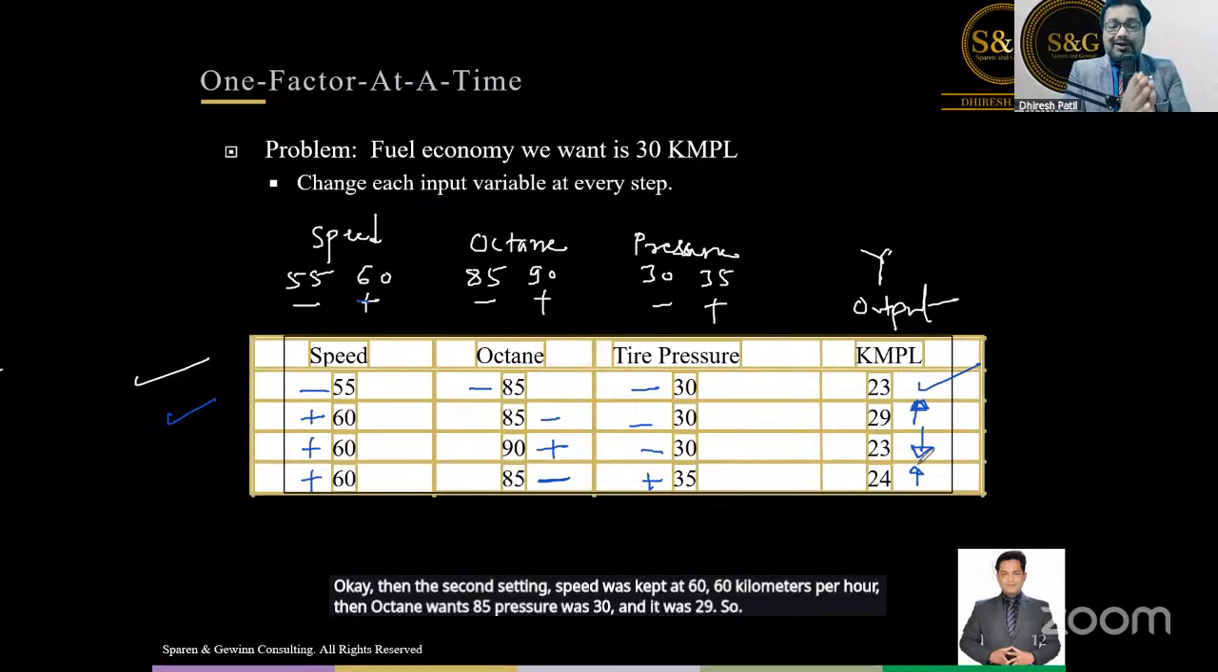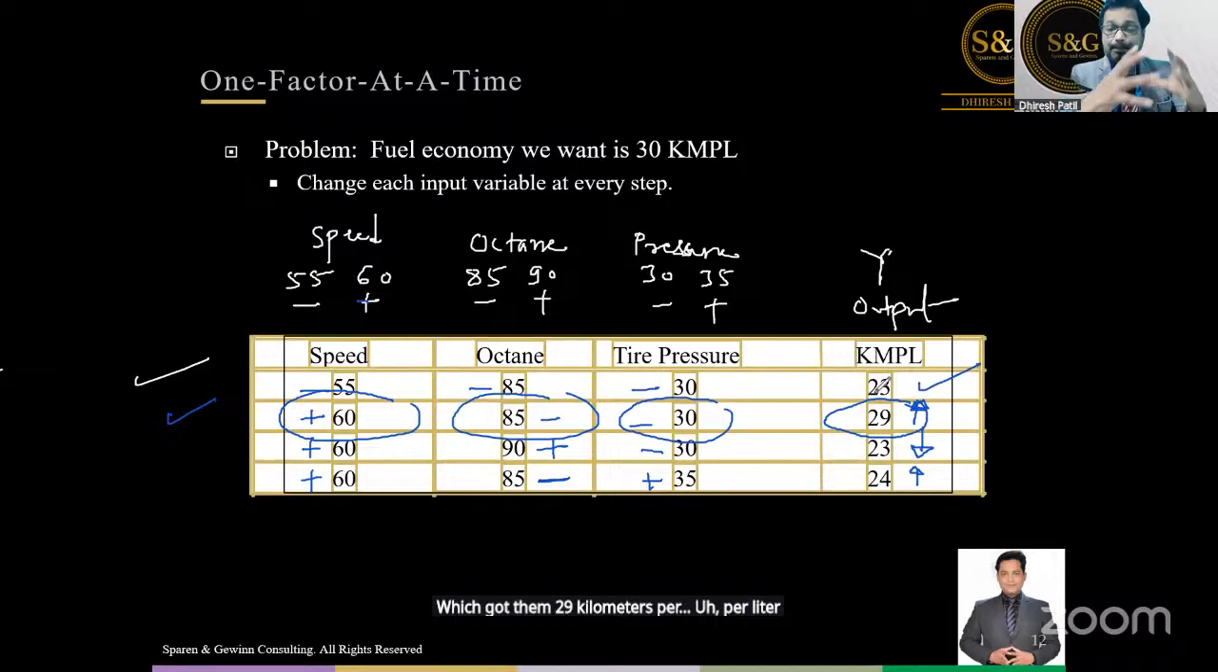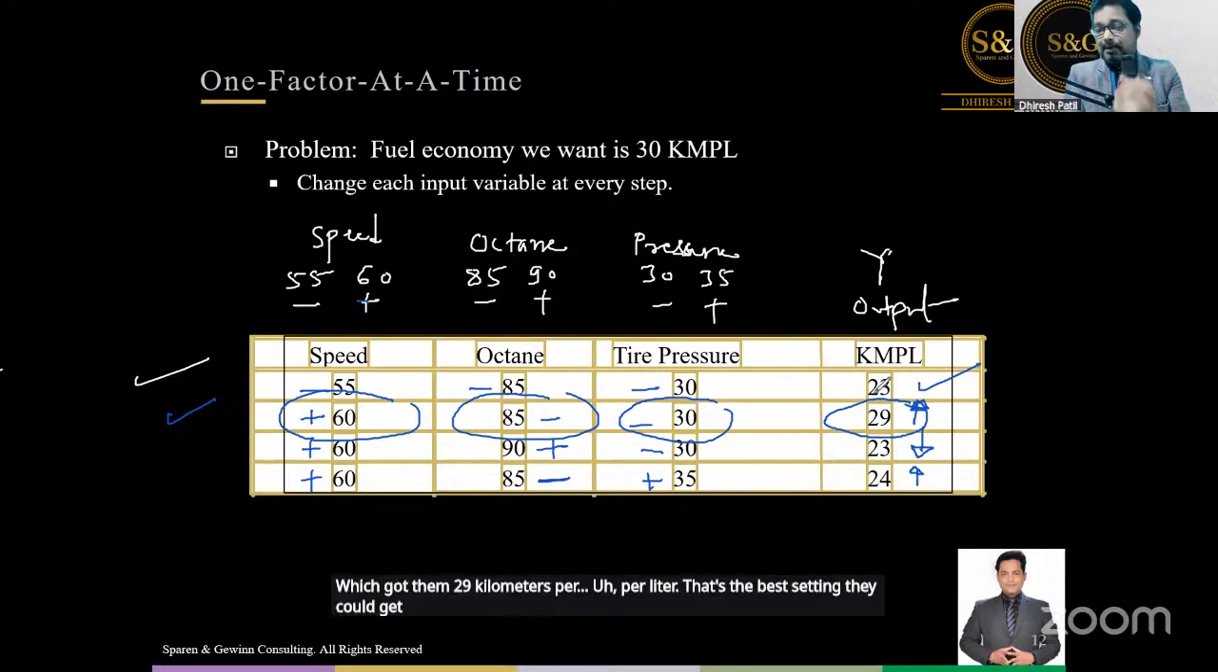So the highest setting they got is run number 2. Yes, so this is the best setting they have got, which got them 29 kilometers per liter. That's the best setting they could get with this experiment. Clear?